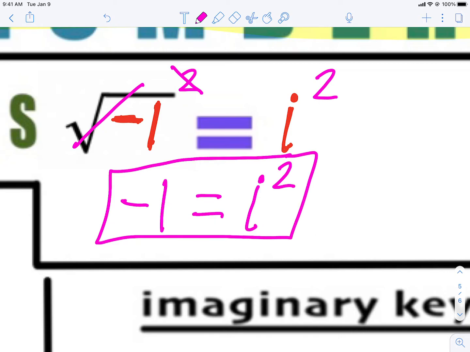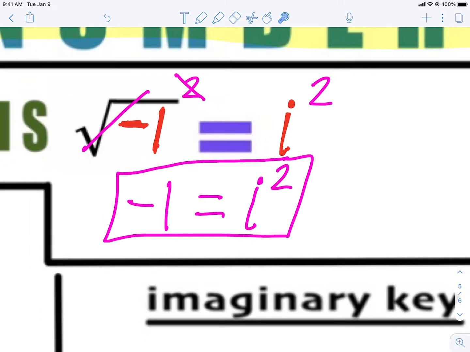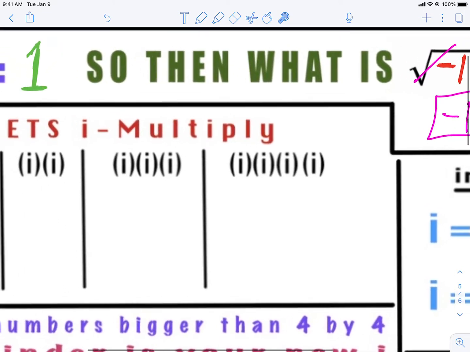So i squared is equal to negative 1. Wherever you see i to the power of 2, you're going to cross it out and write negative 1. But there are some other i's that we can replace as well, and let's check those out.